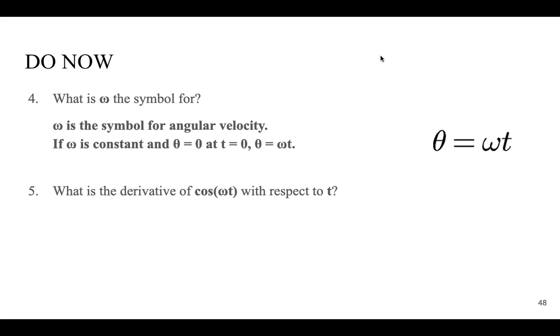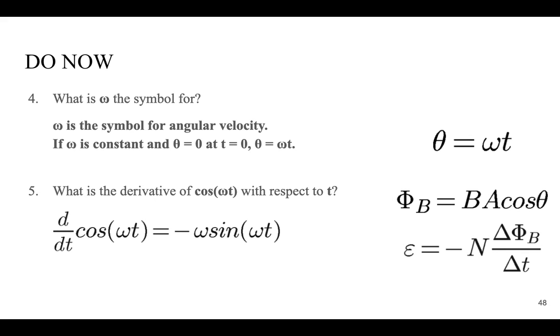And now a calculus question. What is the derivative of cosine omega t with respect to t? I'll give you a second to think about that. So yeah, d dt of cosine omega t is going to be negative omega sine omega t. So yeah, that idea is going to come up.